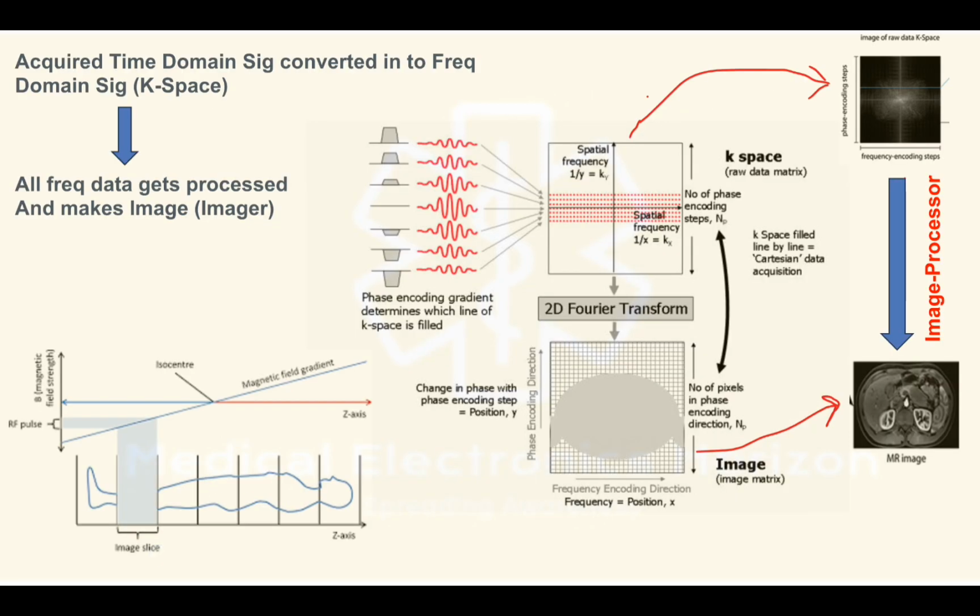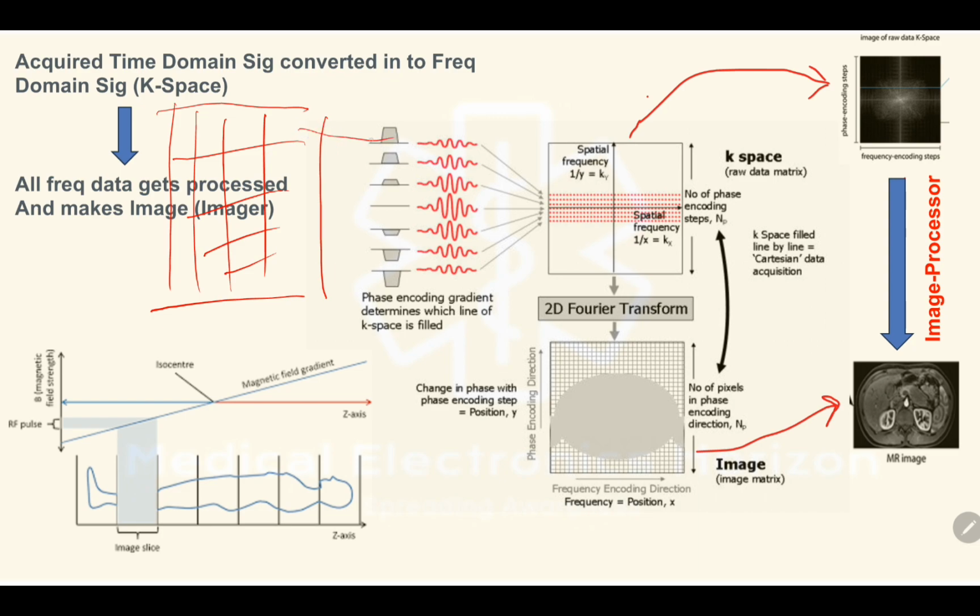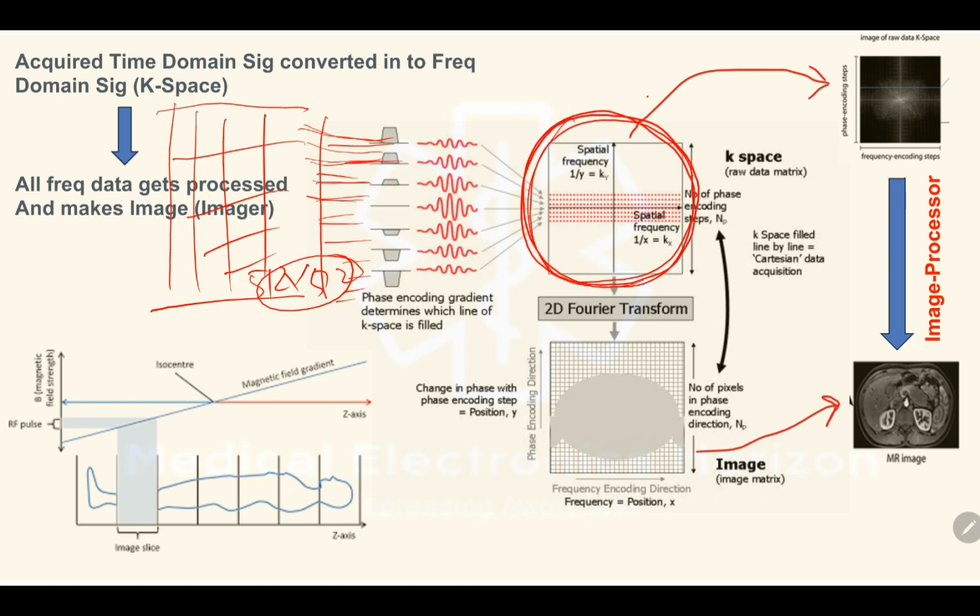Again, the time domain signal. If the matrix is 512 by 512, these are the phase encoding steps, one phase encoding, another phase encoding, different each time. If 512 by 512 is the matrix, the phase encoding steps will be that many. And then this is the K space filling. K space filling means your time domain signal is converted into frequency domain data, and this K space filling will be done. And the K space image looks like this.